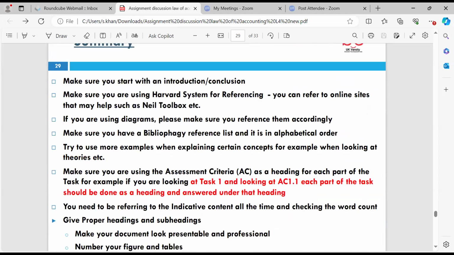Summary. So make sure you start with an introduction. This is just some guidance for you. Make sure you start with an introduction and conclusion. Make sure you are using Harvard referencing for referencing. So you can refer to online sites such as Neil's Toolbox. You just put that in Google and it'll come up.